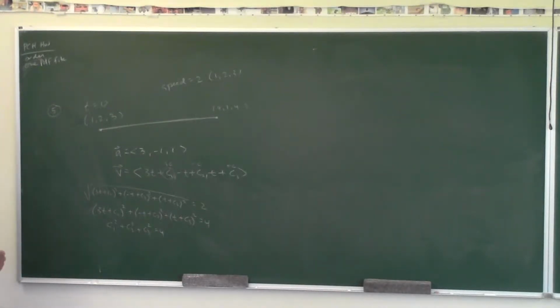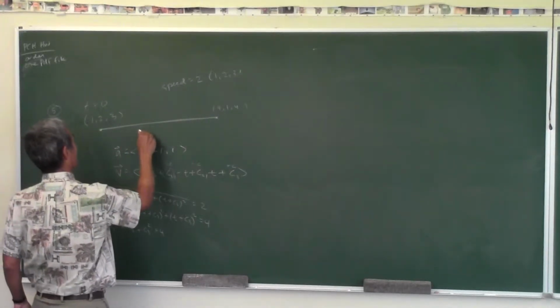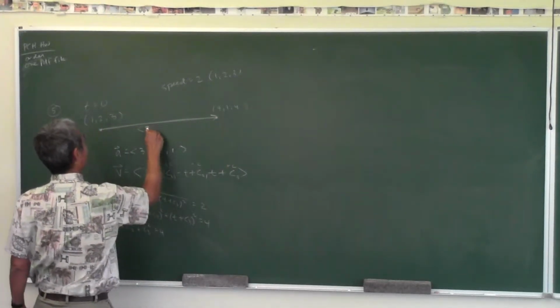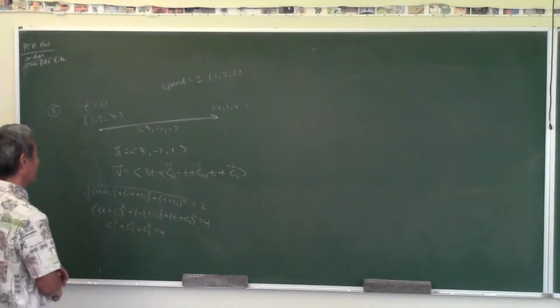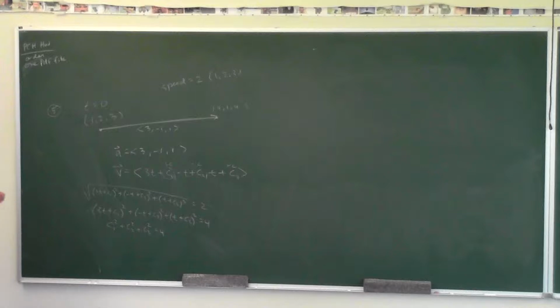No, it's like a particle is located at 1, 2, 3, and then it travels in a straight line to the point 4, 1, 4. And that vector itself is 3, negative 1, and 1. Okay, so this vector here is 3, negative 1, 1. And that's how I got 3C, minus C, and plus C. Yeah, but why would that be though? But it has to be parallel to it. Oh, because it's in a straight line. Yeah, that's how I did it.